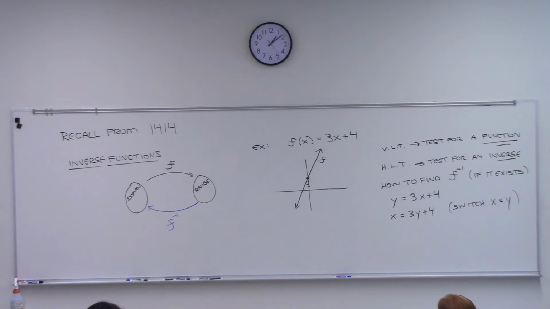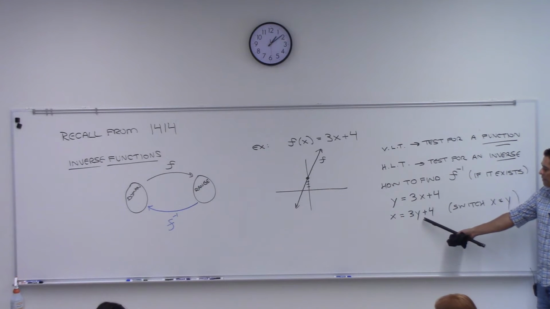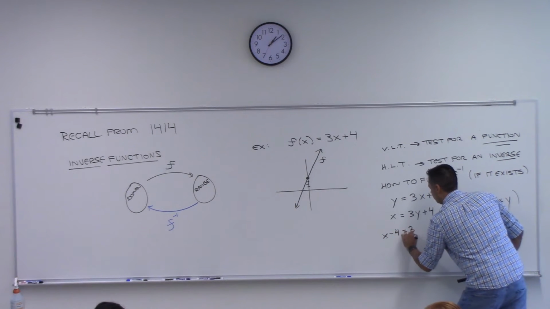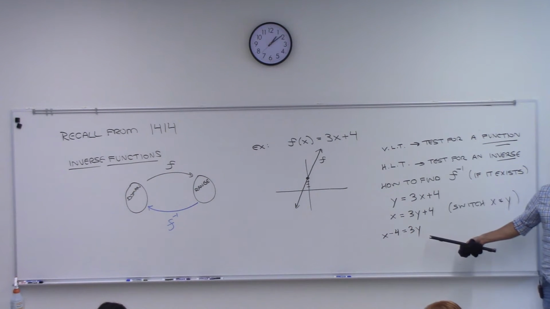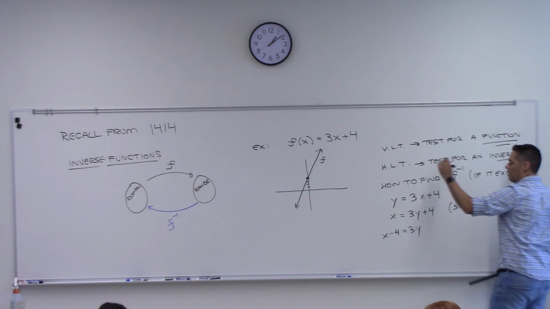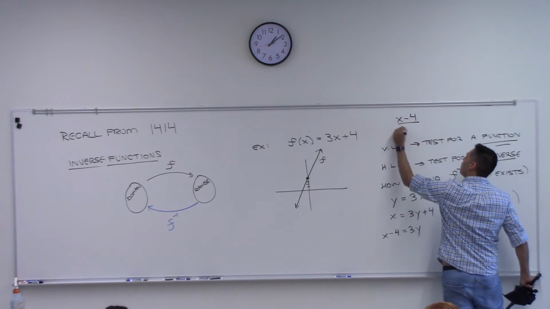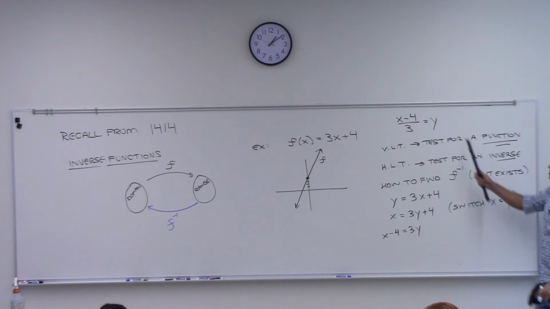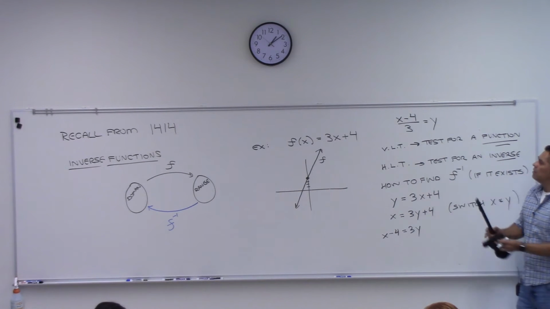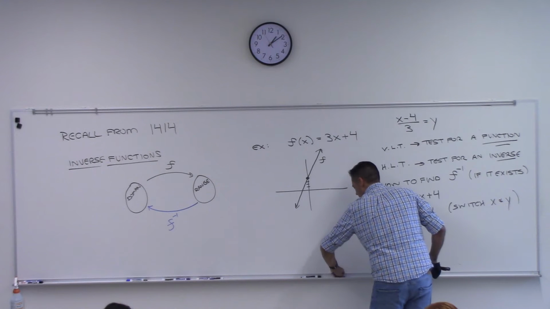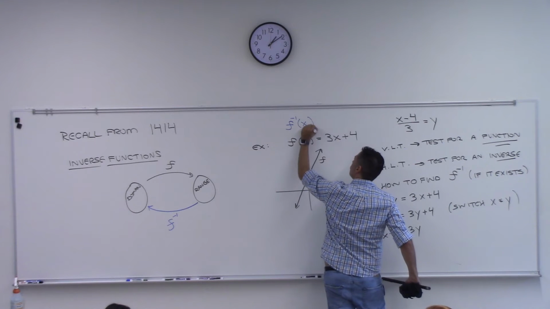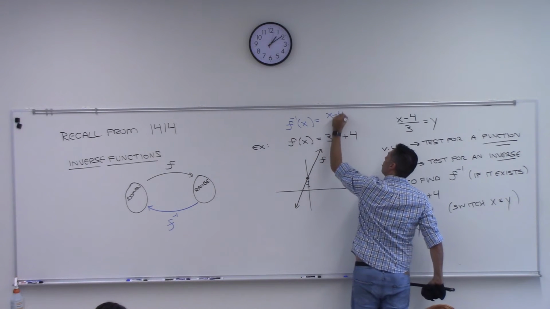And then what do you do? Solve for y. Get y by itself. Here, to get y by itself, I would subtract 4 on both sides, and then divide both sides by 3. I get x minus 4 over 3 equals y. So I have solved for y. This should be your inverse function. I'm going to put it in blue: my inverse function, f inverse of x, should be x minus 4 over 3.